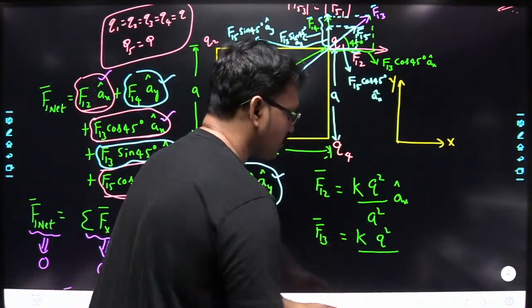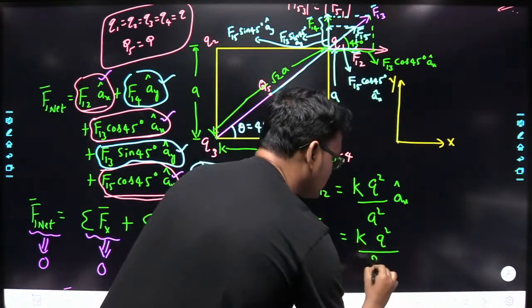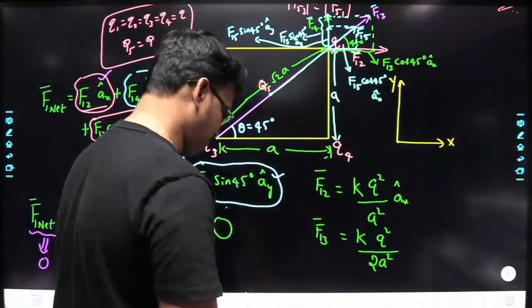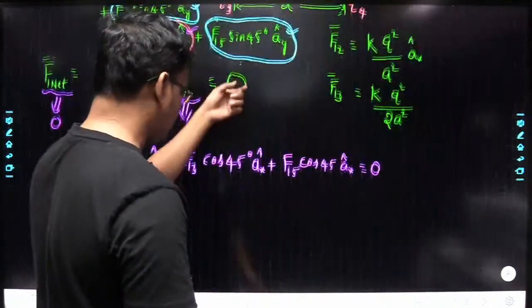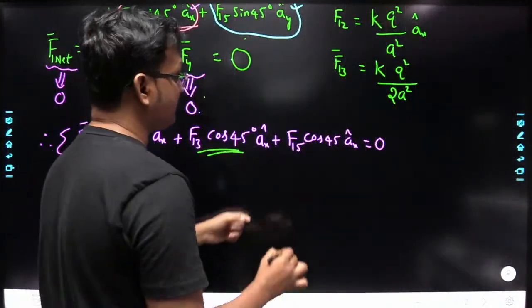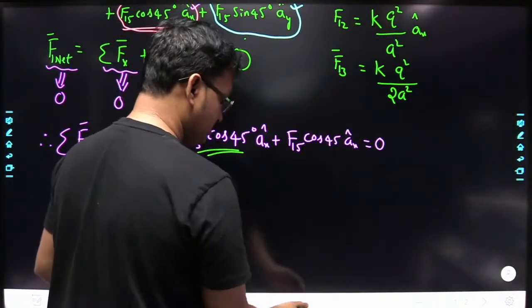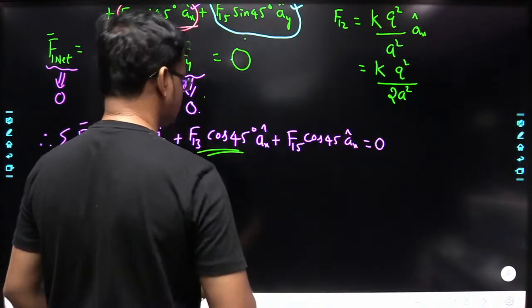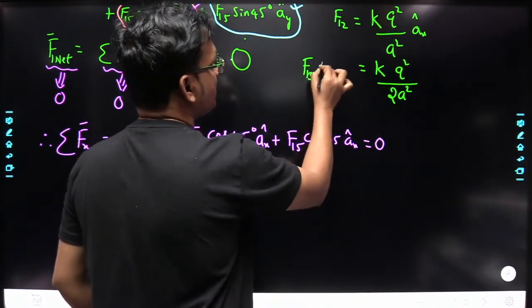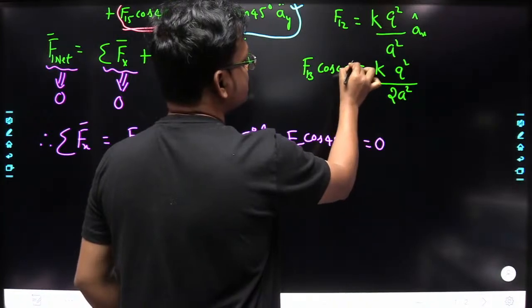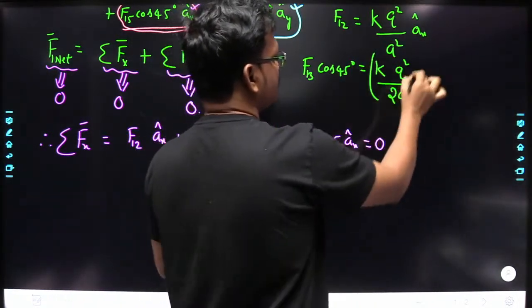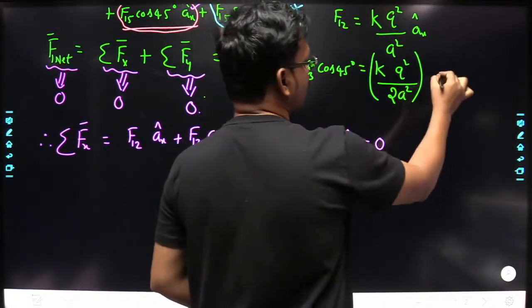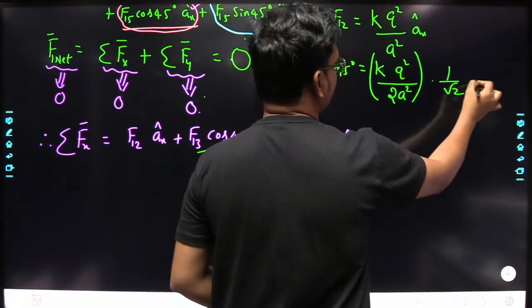So K Q square by root 2A whole square, that is 2A square. So we have to determine F13 cos 45, yes or no? So F13 cos 45 is equal to the magnitude of force, that is KQ square by 2A square, times cos 45, whose value is 1 by root 2.